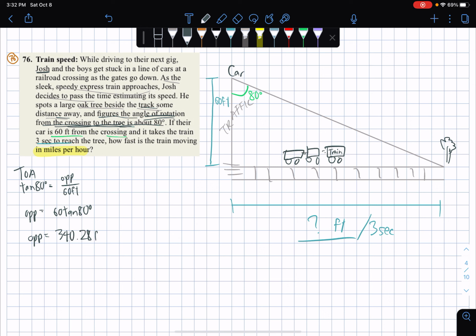340.28 feet. That is how far the train went in 3 seconds, from this location to this. But that's not our final answer yet, as we're supposed to convert this to miles per hour.